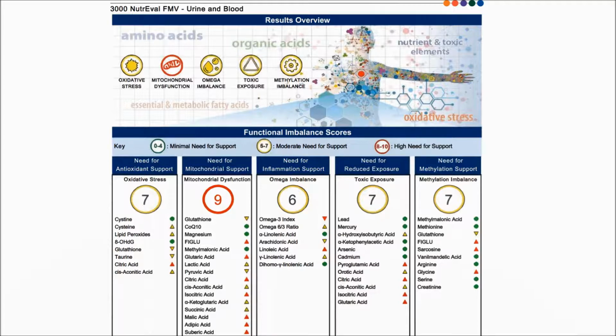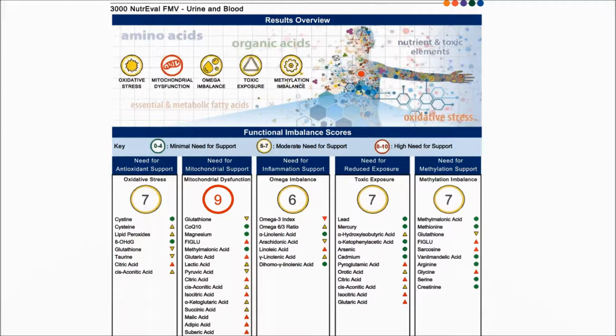Methylation is one of the primary forms of detoxification in your body. And many people out there have heard of MTHFR imbalances. This type of testing, this nutritional functional analysis, looks at all of these things, folks, and gives you these categories and assesses whether you're functioning well.